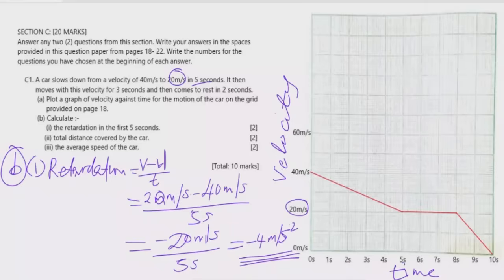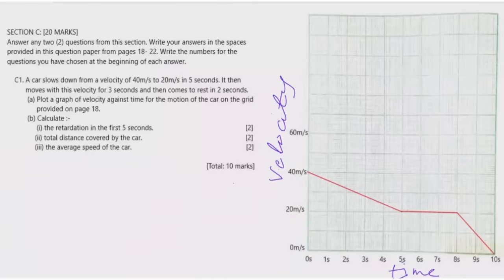Now let's go to question B2. Question B2 is as follows: calculate total distance covered by the car. What I usually do, and I also encourage my students to do the same, for those who have issues with the formula for trapezium, is to divide the shape into triangles and rectangles, so that you don't come up with the trapezium.